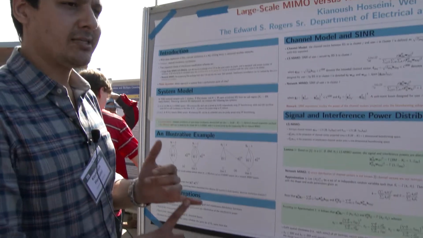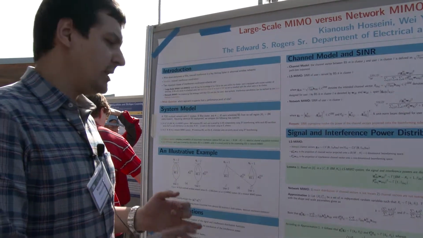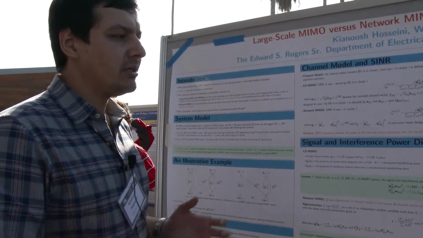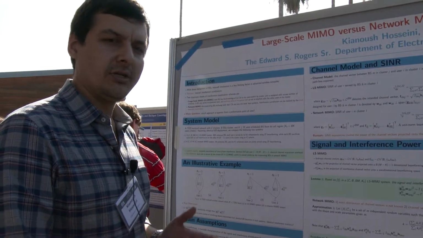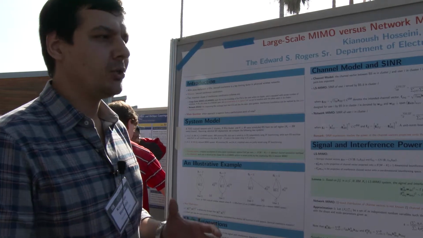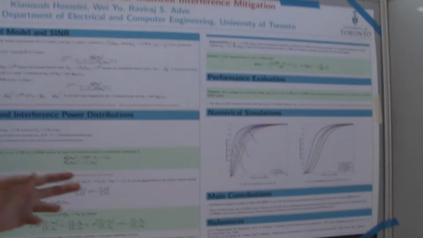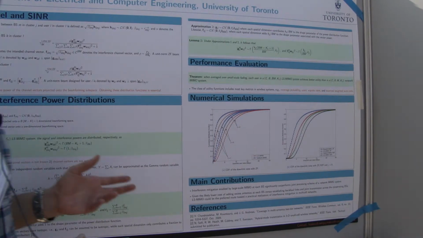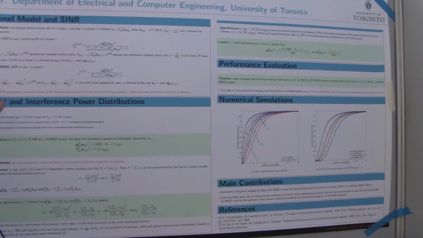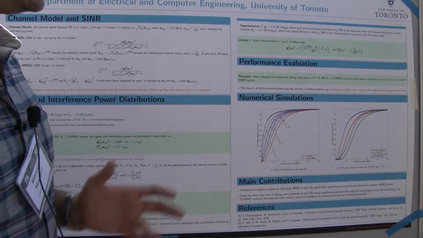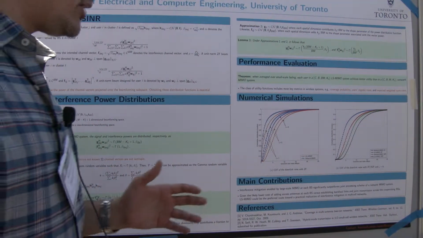So we have the stochastic dominance of the signal power, equivalence in distribution of the inter-cluster power, and then we use some tools from stochastic orders to combine these two and show in this theorem that for any general class of utility functions, large-scale MIMO outperforms network MIMO. And this is under zero forcing beamforming and equal power allocation.